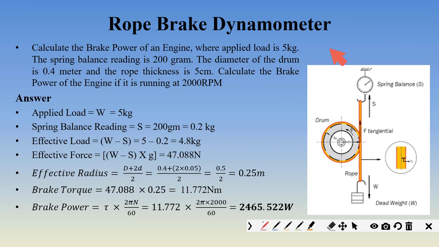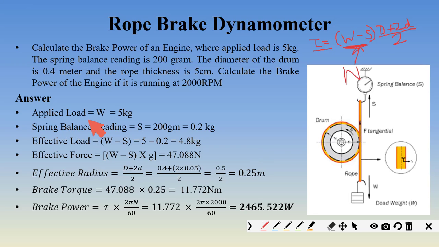To find this torque, what is the formula that I just told you? What is the formula for a rope brake dynamometer? Force into radial distance. What is force? Force is W minus S. And what is the radial distance? R is D plus 2d divided by 2. And you have to ensure that this W minus S is in newtons, right? This is what you have to do to find the brake torque of your rope brake dynamometer.